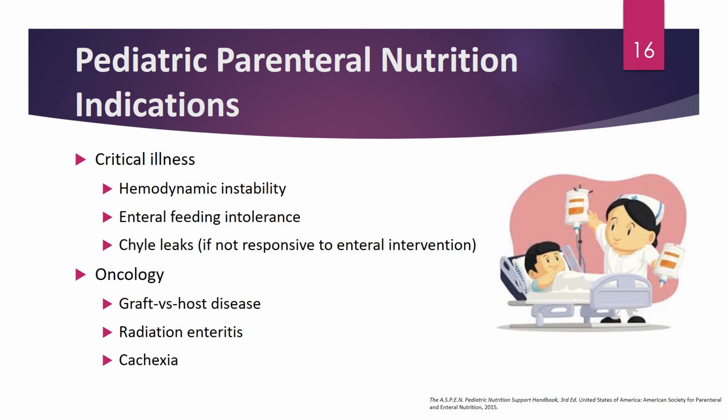And chyle leaks is another indication. And remember, chyle leaks are just essentially a leakage of chyle out into the non-lymphatic space. Typically, though, we usually do enteral nutrition for this first if patients can tolerate it and it doesn't leak out. You might also have some oncology indications for pediatric parenteral nutrition, such as graft versus host disease, radiation enteritis, which we've talked about with the adult patients, as well as cachexia.